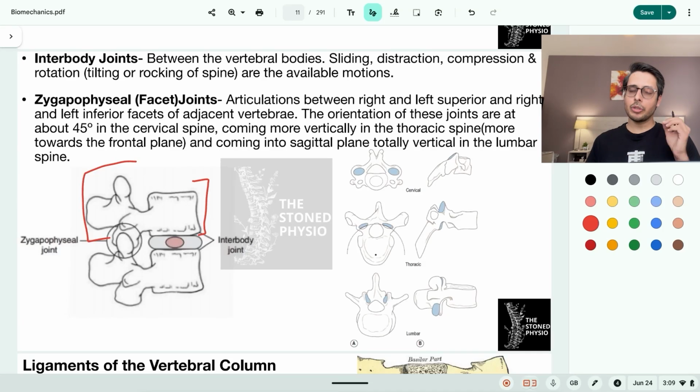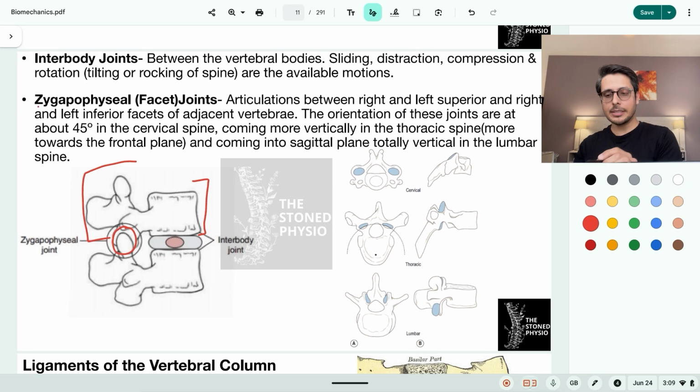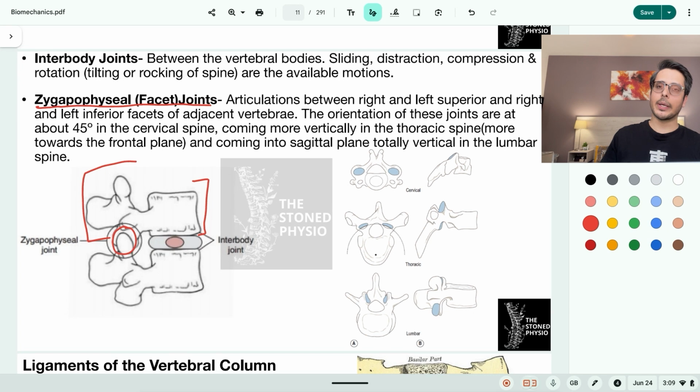Okay, now talking about the joint between two vertebrae. In the last video, we discussed that we have these articulating structures on the back side of the vertebra, called the facets. This is one vertebra and this is another vertebra. The top facet of the lower vertebra and the bottom facet of the top vertebra get attached, and that's what is called the zygapophyseal joint, or in short, the facet joint.